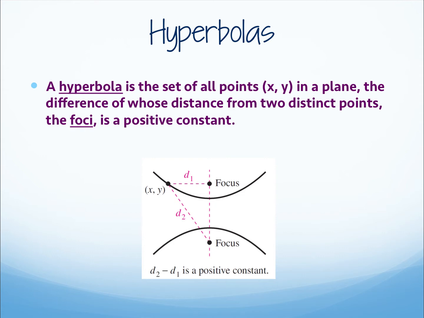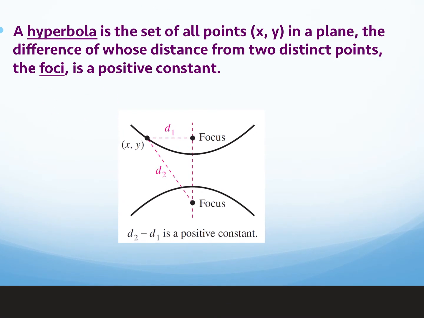By definition, a hyperbola is a set of all points in a plane where the difference of whose distances from two distinct points, the foci, is a positive constant. A hyperbola is like a mirrored parabola, so go ahead and write that down. It's a mirrored parabola, as some of you all say.